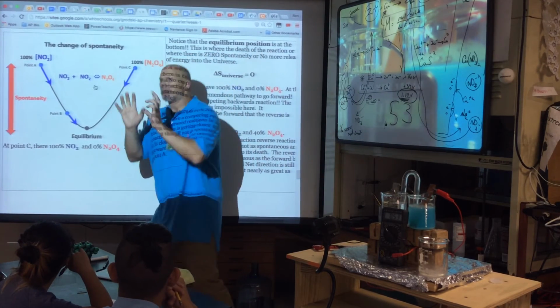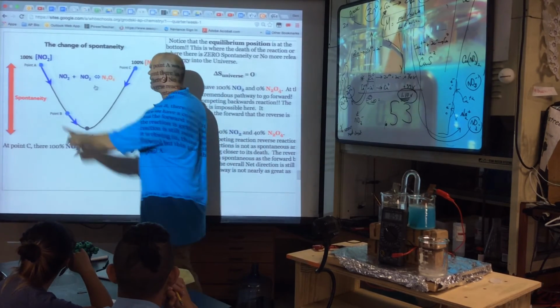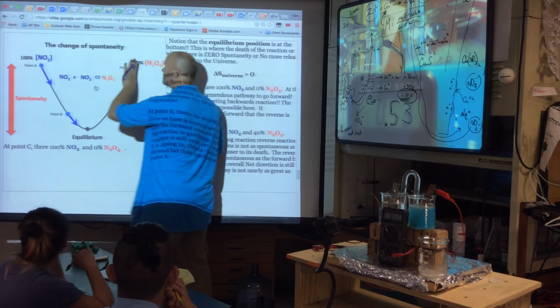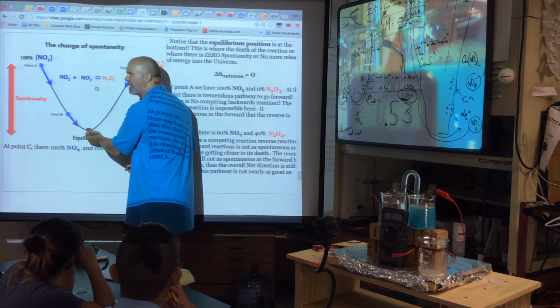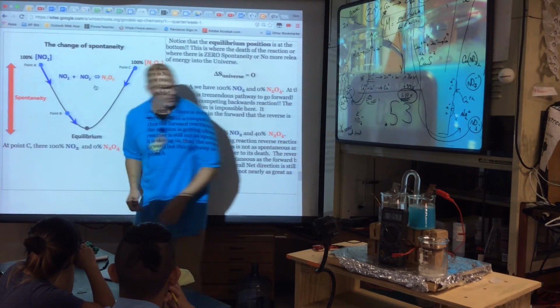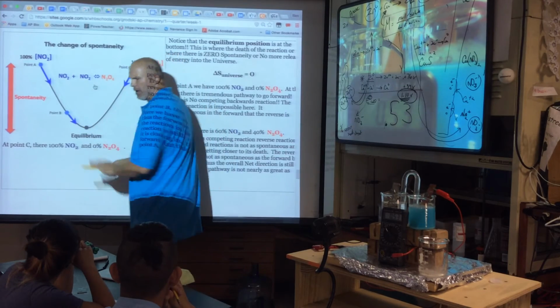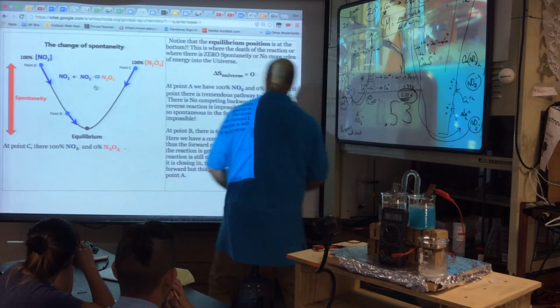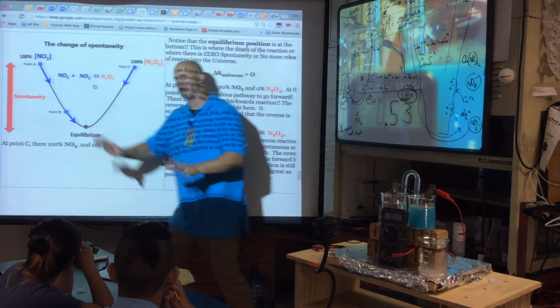Now, my diagram's got some issues. I'm assuming equilibrium is 50%. Now what does this mean? 100% of my reactant, 100% of my product. I put equilibrium here for simplicity. Equilibrium is never 50% of both. Who's favored? The NO2. So really, my drawing should be something like this. But I just didn't want to confuse you there.